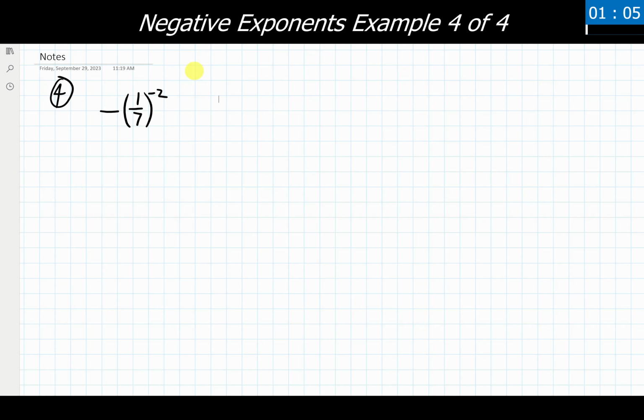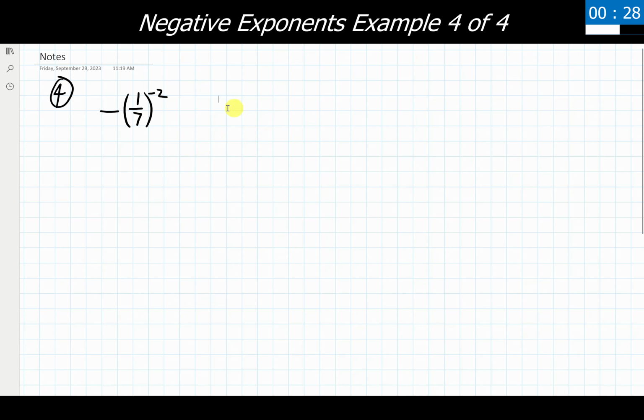In our fourth example of some introductory problems with negative exponents, we have the negative quantity of 1 over 7 all being raised to the negative second power. Now again, I have a fraction inside of parentheses raised to a negative power. However, I have this negative sign out front here. This is not contained inside the parentheses, meaning it is not going to be affected by this exponent in any way, shape, and form. It's just going to sit here out front through the entire problem.